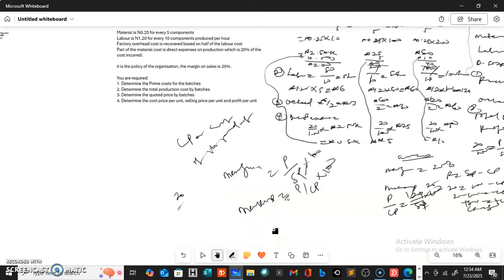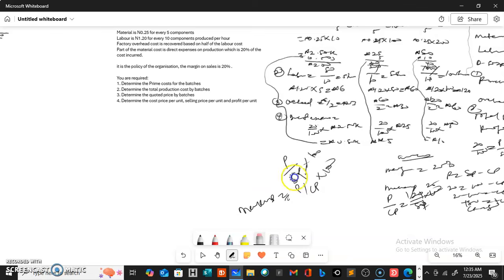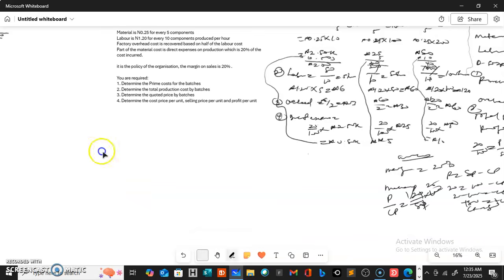So we're told in the question that we should determine the cost price per unit, selling price per unit, and profit per unit. Okay, so let us move on. Number 4, for the cost price per unit. For batches 50, 500 and 1000.